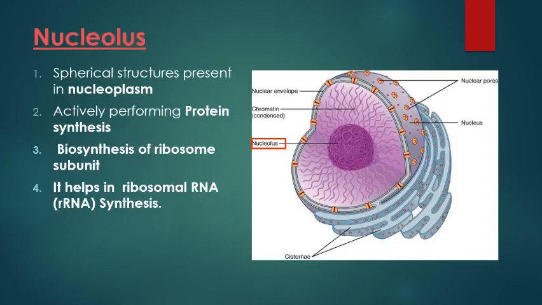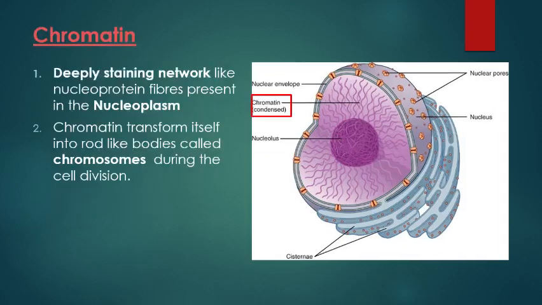Nucleolus. Spherical structure present in nucleoplasm, actively performing protein synthesis. Biosynthesis of ribosome subunits. It helps in ribosomal RNA synthesis. Chromatin. Deeply staining network-like nucleoprotein fibers present in nucleoplasm. Chromatin transforms itself into rod-like bodies called chromosomes during the cell division.